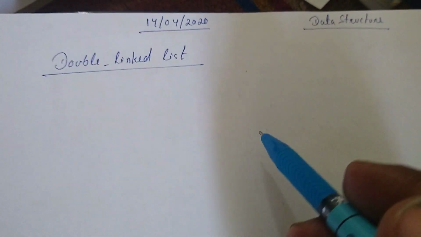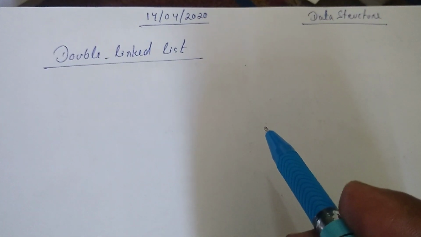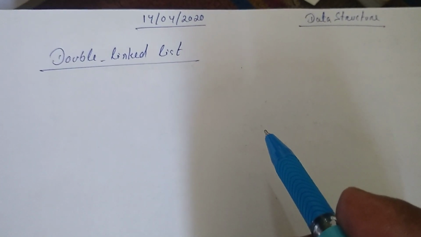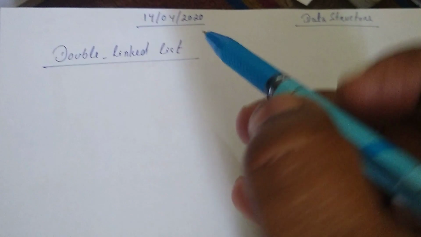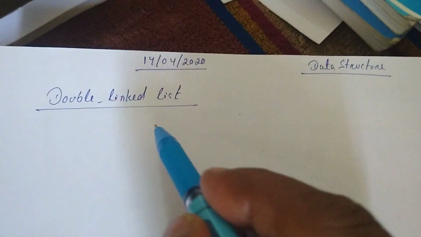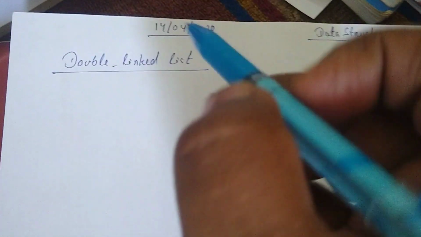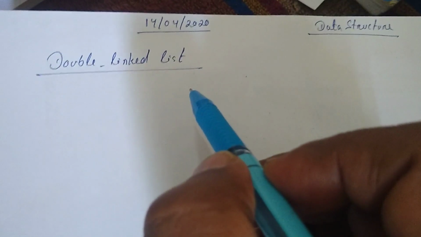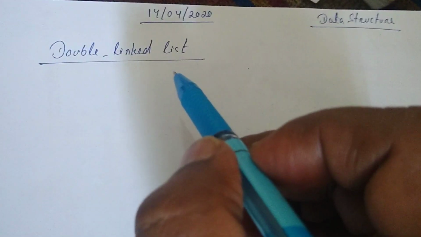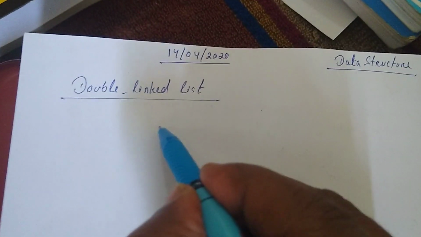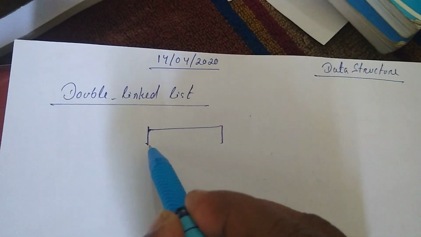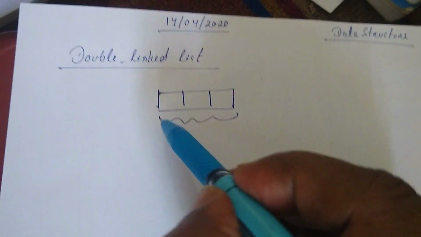Today we'll see double linked list. Previously we have seen single linked list and circularly single linked list. A double linked list is nothing but a list of nodes where each node has two link parts. So the only difference from single linked list is that here each node has three parts.